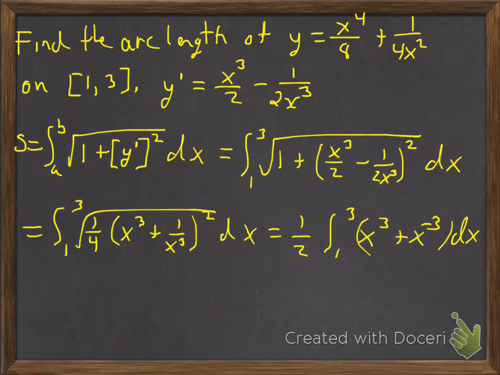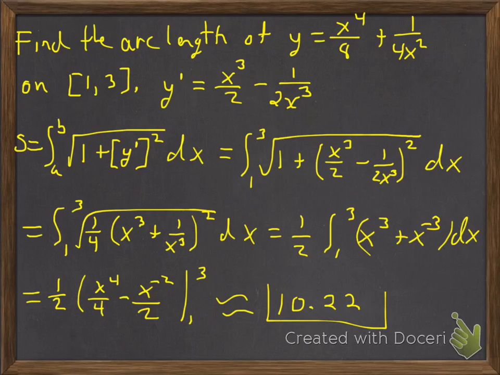Now it's just power rule, so we'll go ahead and integrate. So we have 1/2 times x to the 4 over 4, and then it would be plus x to the minus 2 divided by minus 2, or we can write it as minus x to the minus 2 over 2, evaluated from 1 to 3. And that's going to be about 10.22. I'll leave it to you to verify that is in fact what that arc length is.